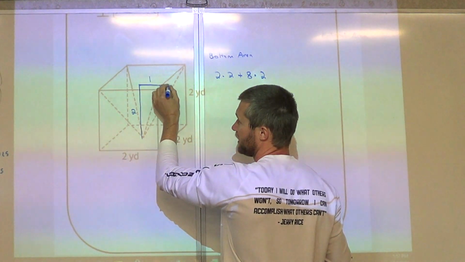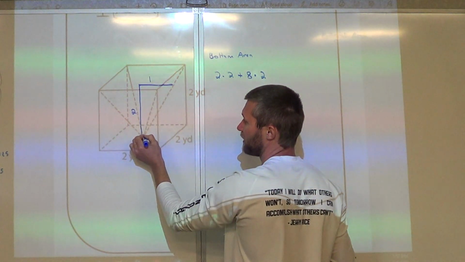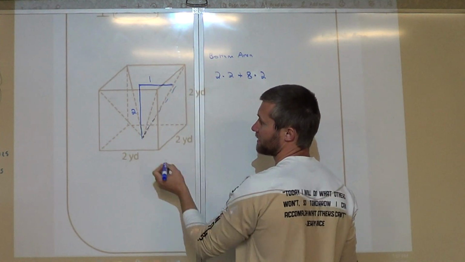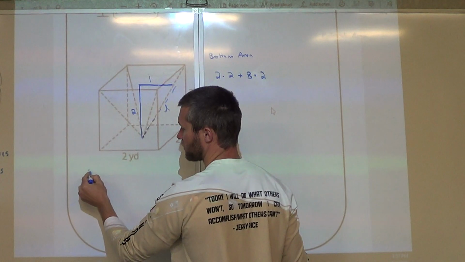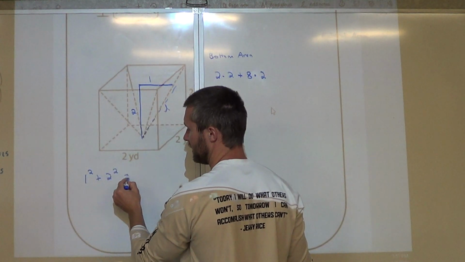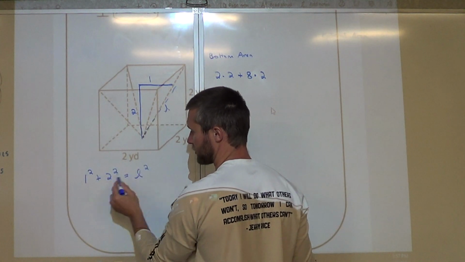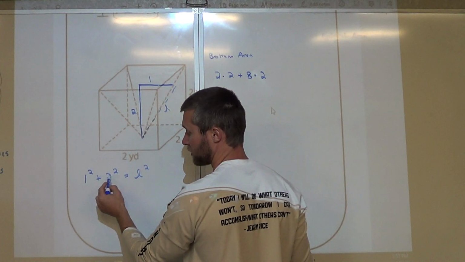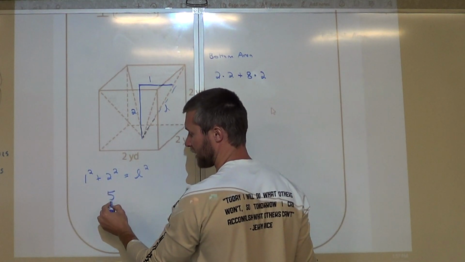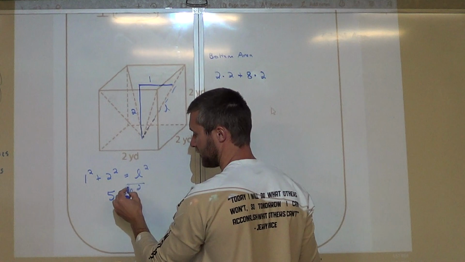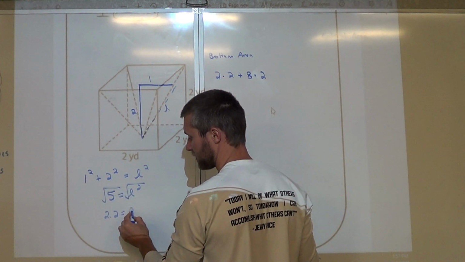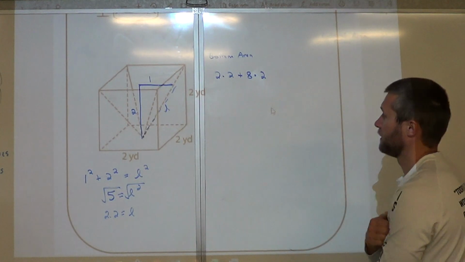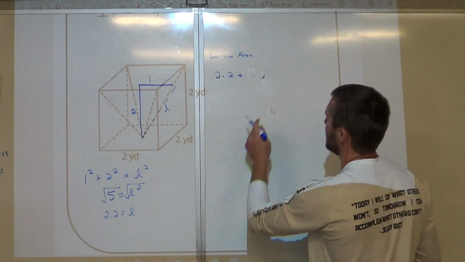What we need to find is the slant height that's coming up. We have to do the Pythagorean theorem. 1 squared plus 2 squared equals L squared. So 1 plus 4 is 5, so 5 equals L squared. Take the square root of 5, and that's 2.2, which equals your slant height.